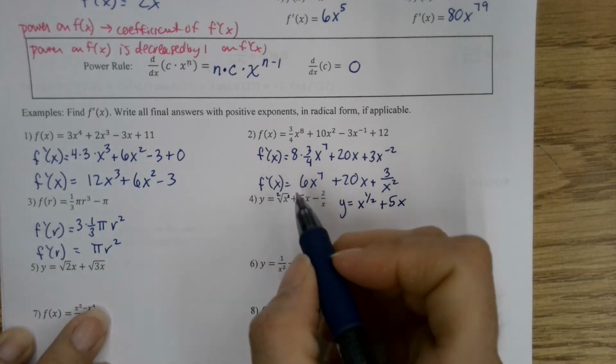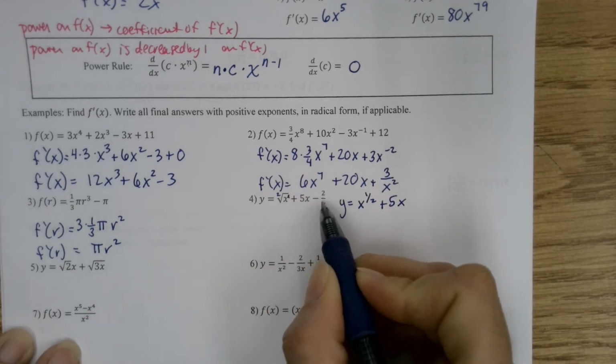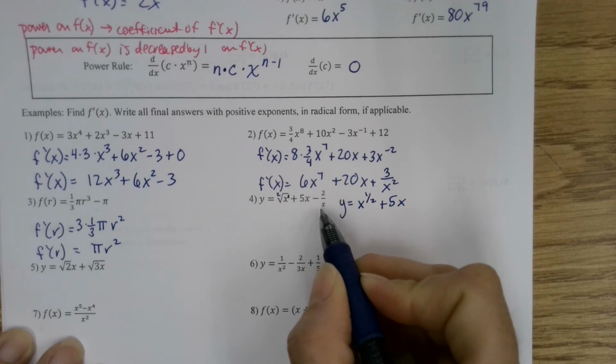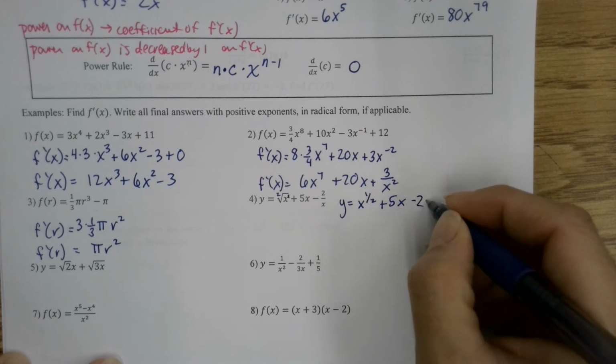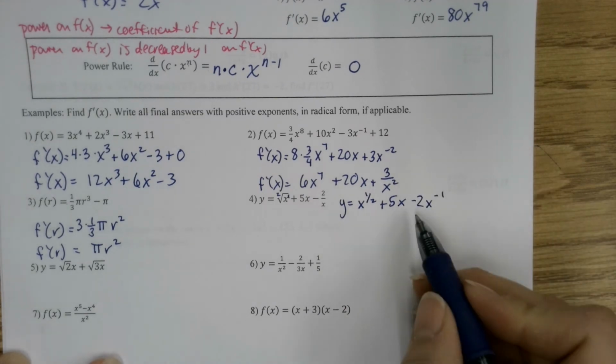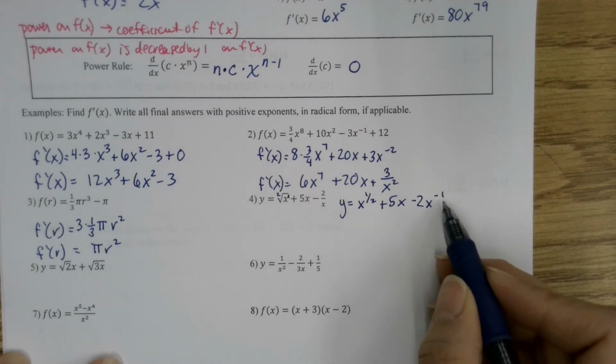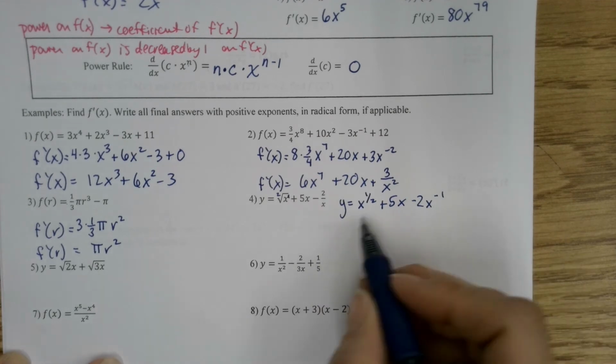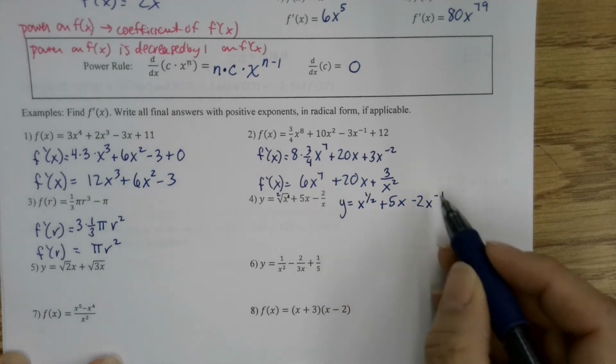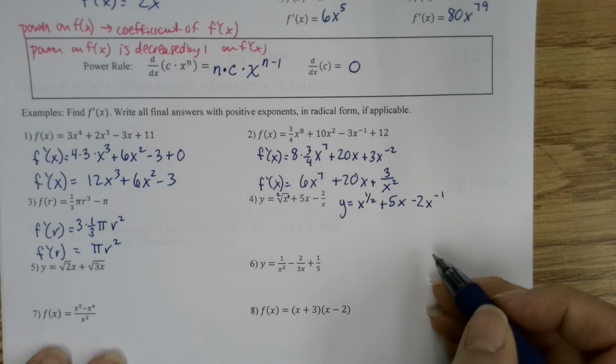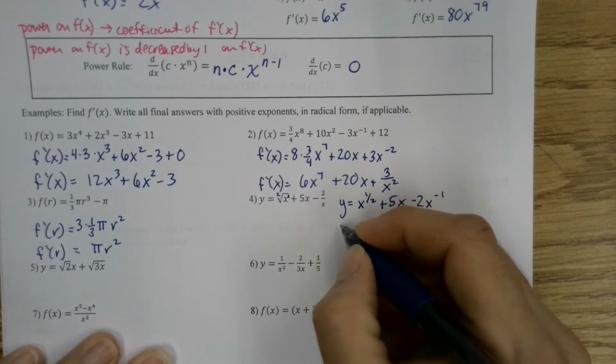And then I'm also going to rewrite minus 2 over x. I want this written in a base to a power form. So I'm going to push that x to the top, which means I'm now going to have minus 2x to the negative 1. Remember, when you move a variable from the top to the bottom, it just changes the sign of your power. Now I'm finding my derivative.